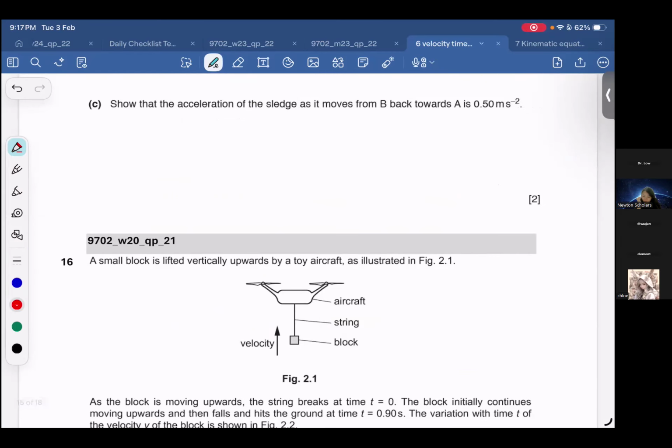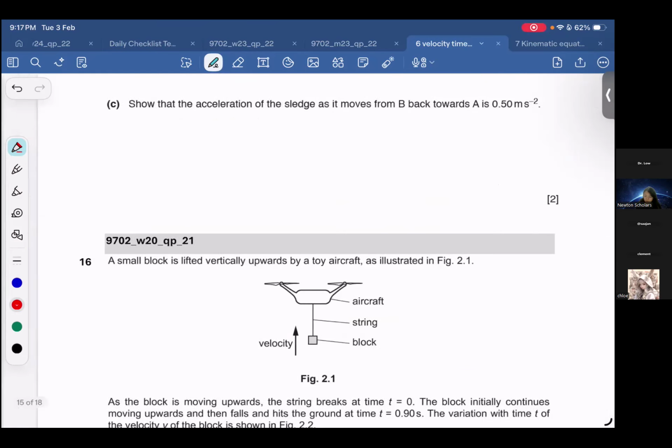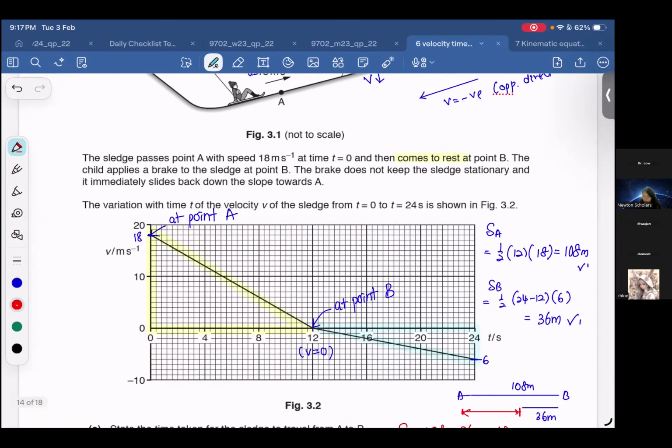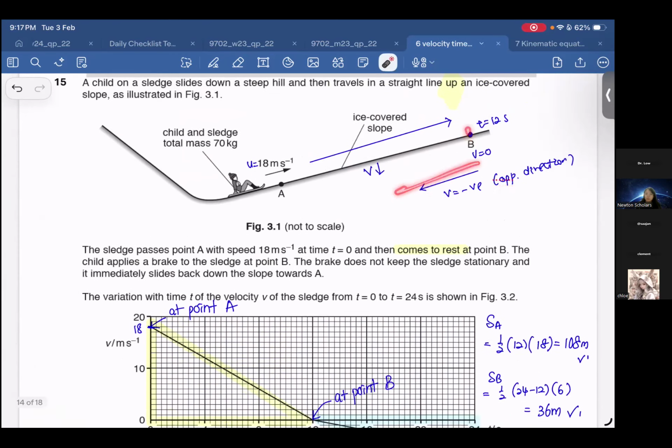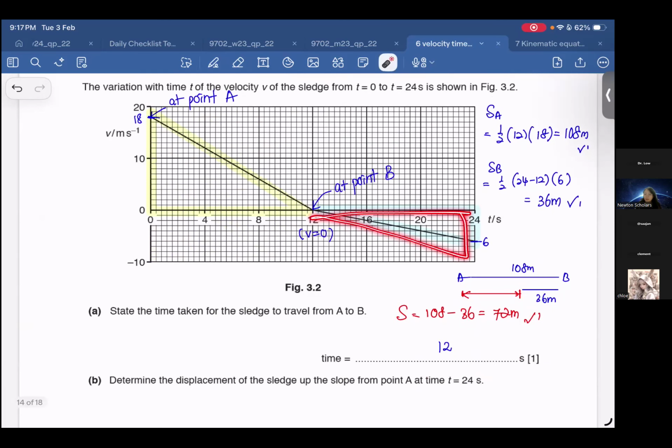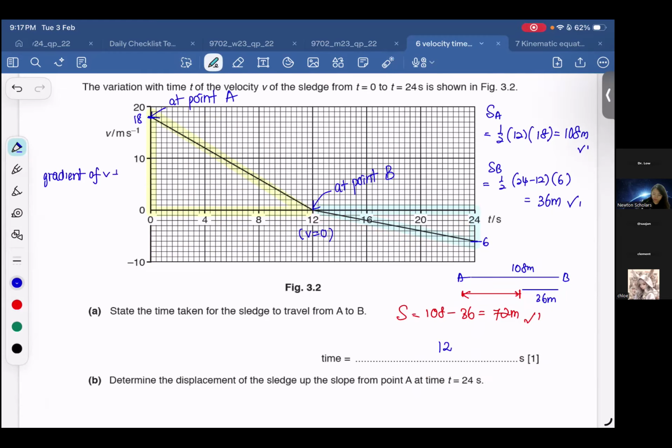Show that the acceleration as it moves from B backwards towards A is 0.5. Move backwards, showing the acceleration. When moving from B to A, which region is it? Blue color region. What is the acceleration? For a velocity-time graph, what should we do? We calculate the gradient. The gradient for the VT graph will show you the acceleration. So how do you find acceleration? Find the gradient.